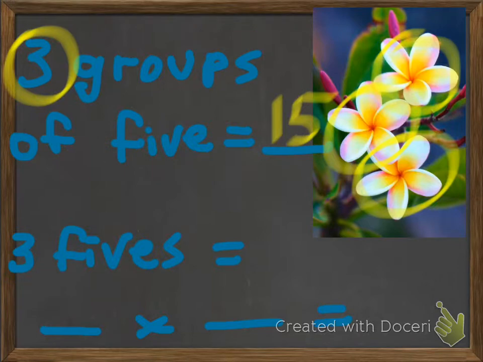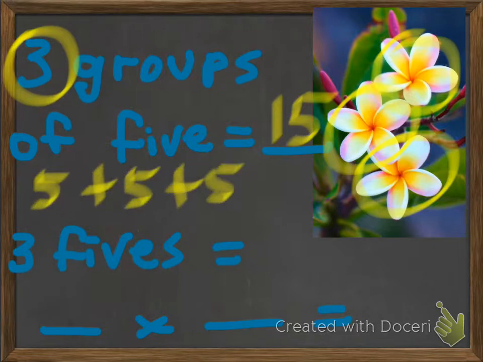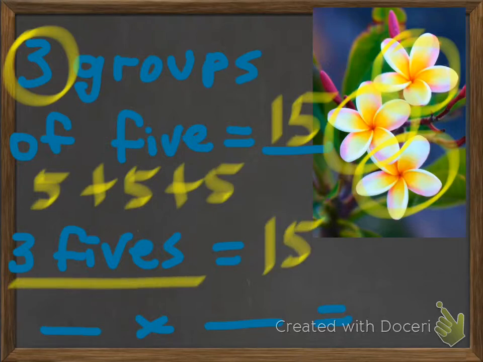It's repeated addition. You'd have 5 plus 5 plus 5. So another way of looking at it is you have 3 5s, which equal 15. And then finally you can look at it, it is 3 times 5 equals 15.